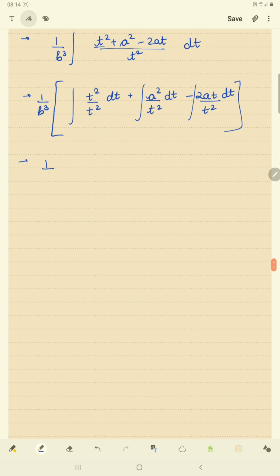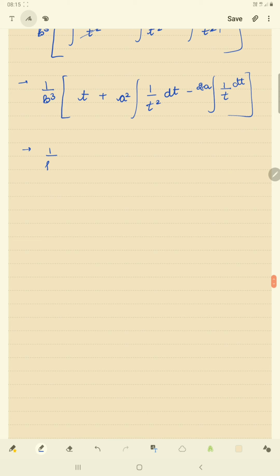Now solving this, we have 1 upon b cubed, and t squared gets cancelled, so we have a 1 over here, and integration of 1 with respect to dt is t, and then a squared upon t squared. A squared is a constant, so we take it out of the integration sign, and we have 1 by t squared dt over here. Minus, t gets cancelled and the power of 2 also gets cancelled, so we have a 1 over here. So we have minus 2a, and since 2a is a constant, we take it out of the integration sign again, and we have these terms left.